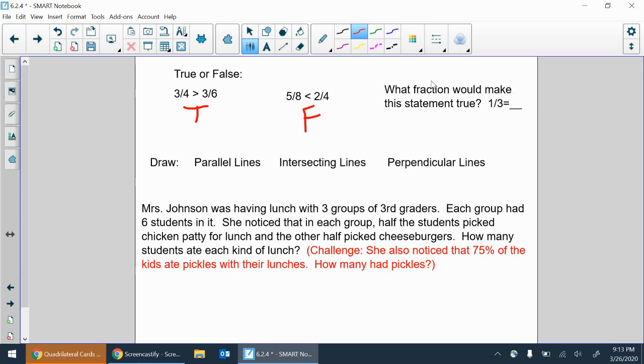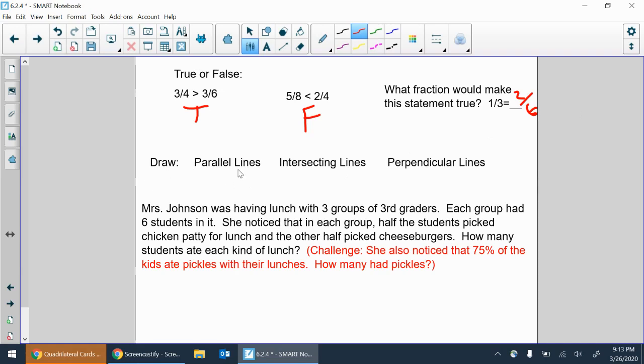What fraction would make this statement true? So 1/3 is equal to, I just need an equivalent fraction here. So let's see, 1/3, that could be 2/6. I wonder how many others were able to come up with.